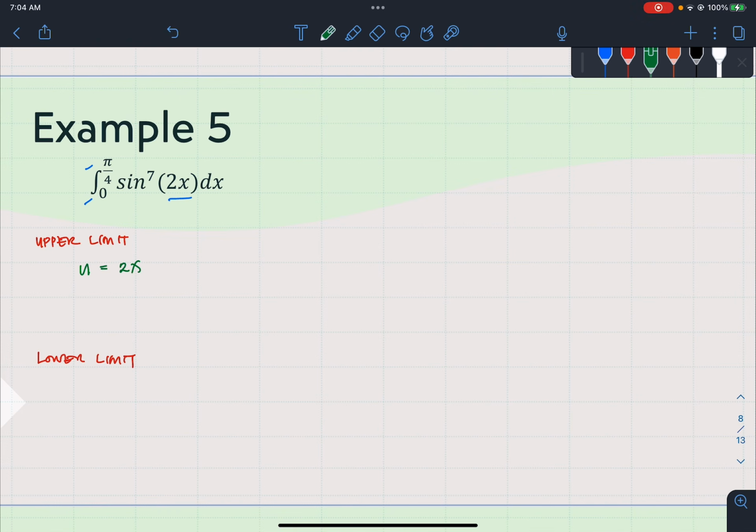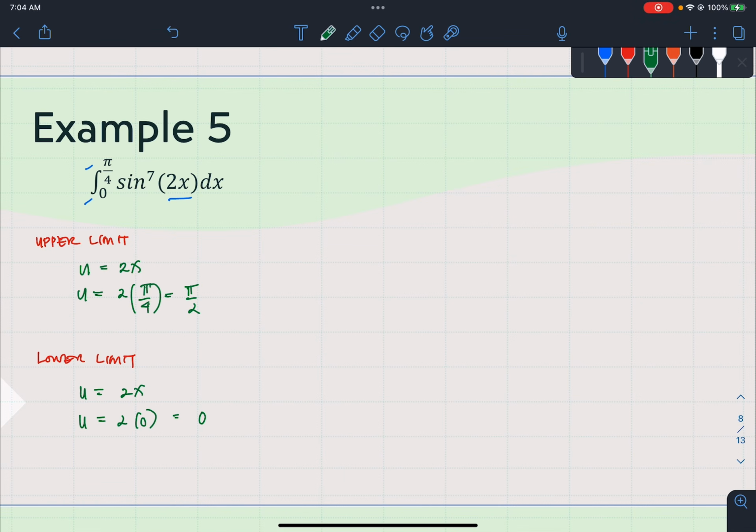So therefore, u will be equivalent to 2 times our x, so for the upper limit, pi all over 4, right? So 2 pi all over 4, that is pi all over 2. So that is our upper limit. It's actually pi all over 2. For our lower limit, it's the same thing. So u is equal to 2x. Our x is the lower limit, which is 0, so it's still 0. So these are the new transformed limits. That is, the lower limit is 0, the other is pi all over 2.